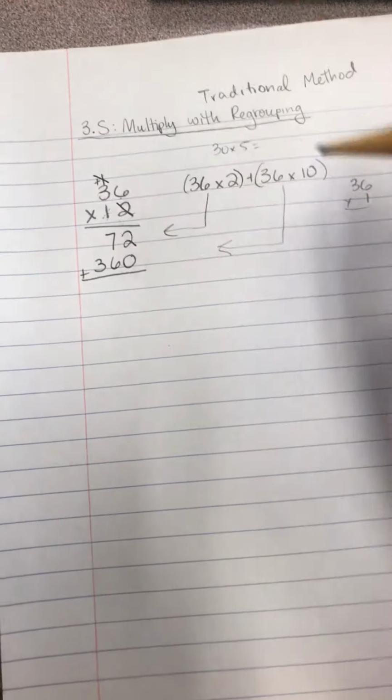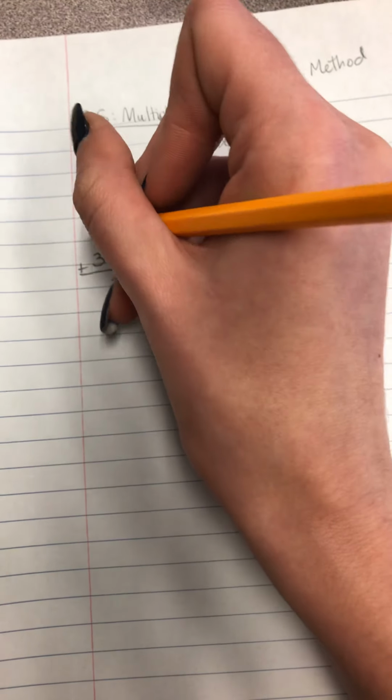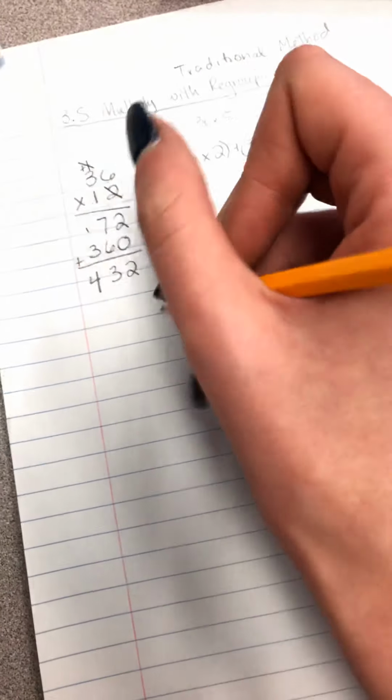1 times 6 is 6. 1 times 3 is 3. That would be 36 times 10, which gives me that 360. Now I add them up. My answer is 432. So again, we're just doing the traditional method.